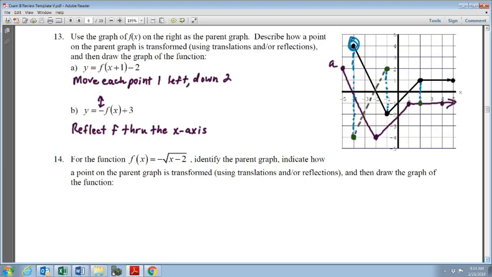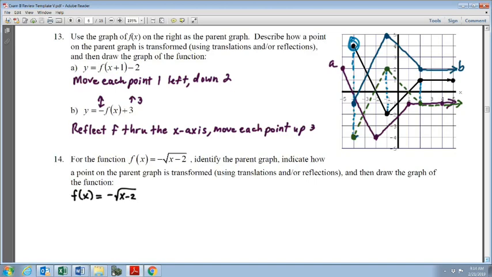And then from there on, actually let's go ahead and draw the lines here, and then you'll have the graph go like that. So the green graph here is basically minus f of x. And so now here's where we're going to move everything up 3. We reflected f through the x-axis already, and now we're moving each point up 3. So I'm going to take the green graph and move everything up 3. And that's your answer for part B.